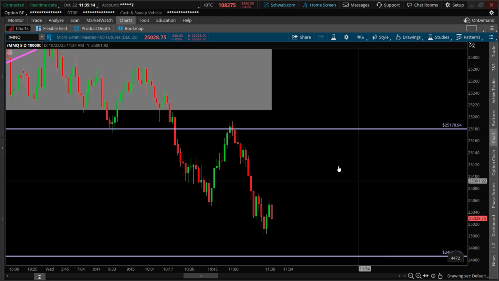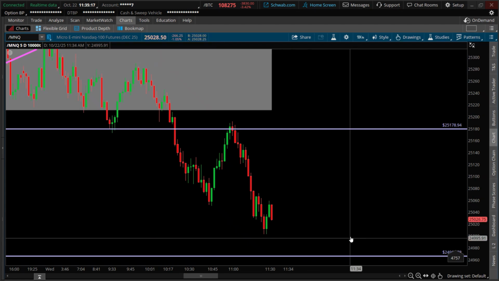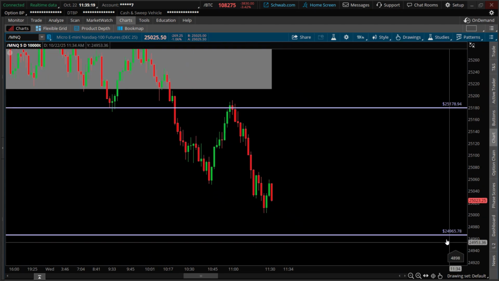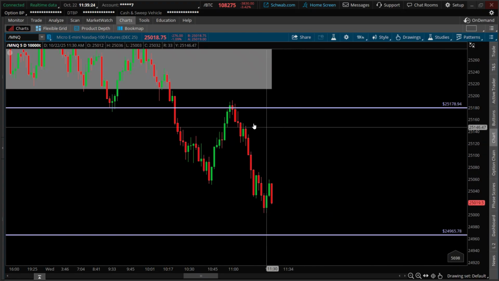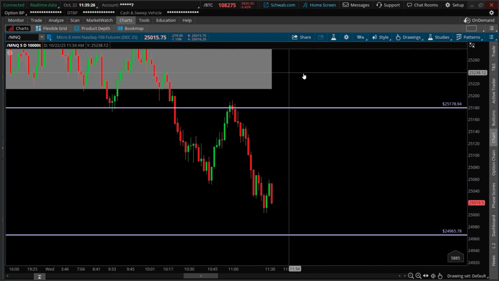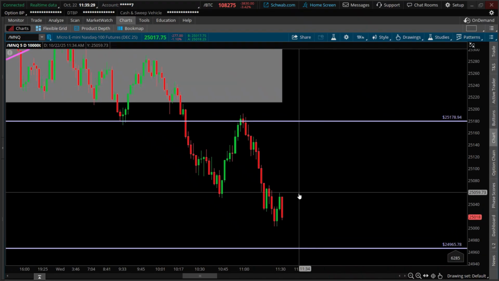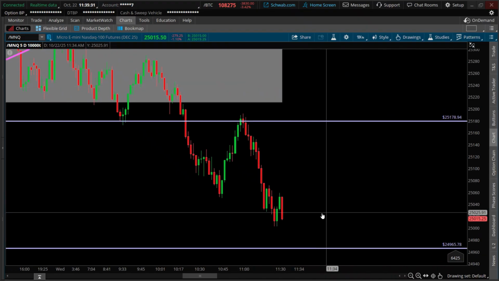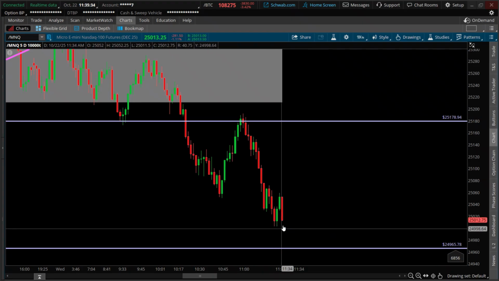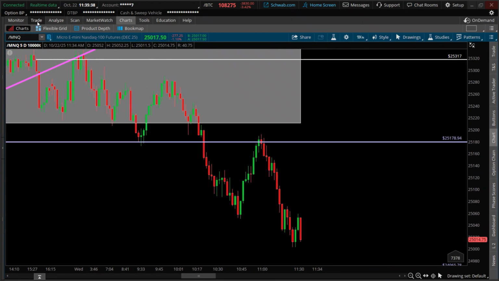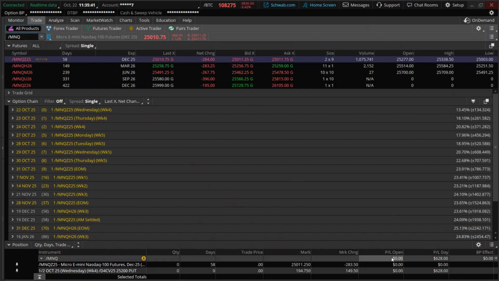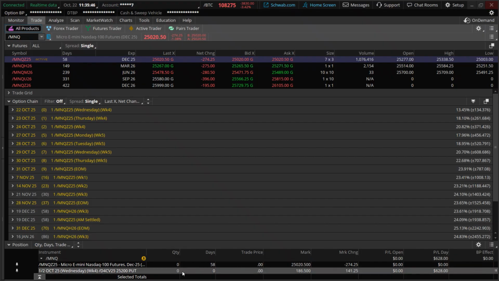So a quick update. The NASDAQ 100 is now on its way to retesting this local support line of 24,965. The spot price on the NASDAQ 100 is 25,019 3/4. Unfortunately, I was unable to record the closing of the trade, but I was closed out a few minutes ago. Switching over to the trade tab, the position is flat. P&L is 0, and quantity is 0. So I'm out of the trade.